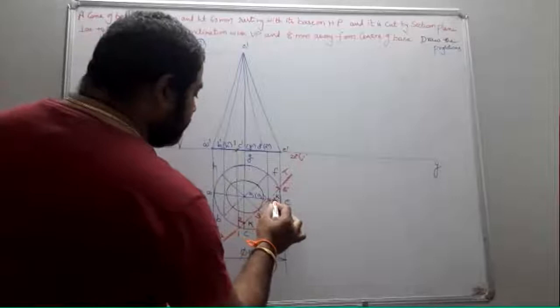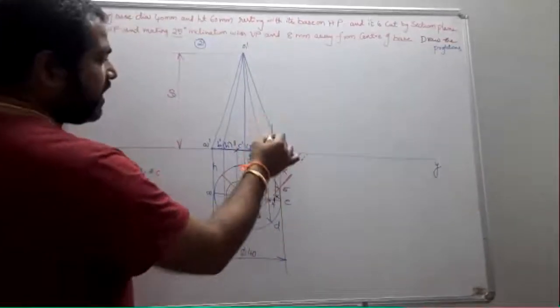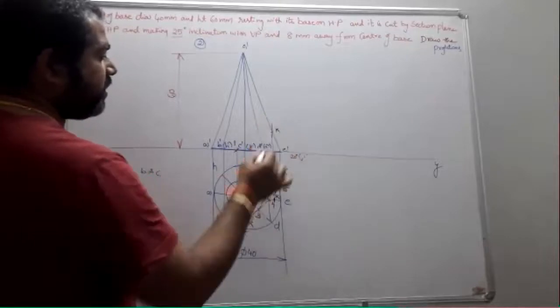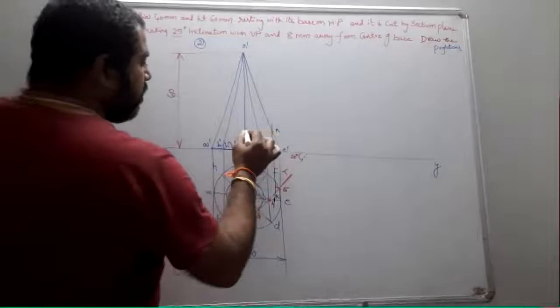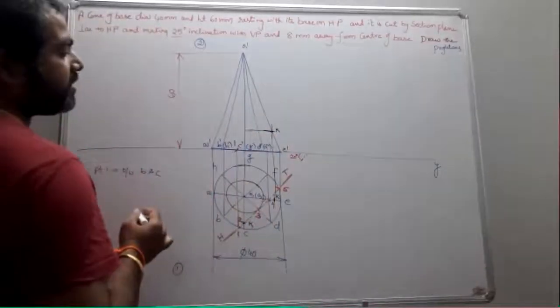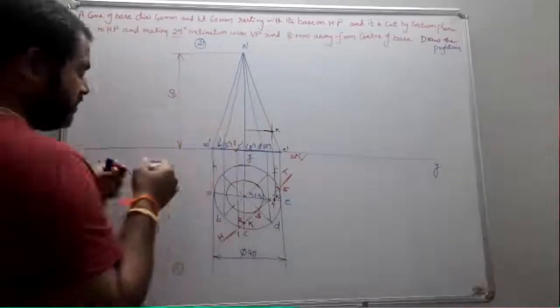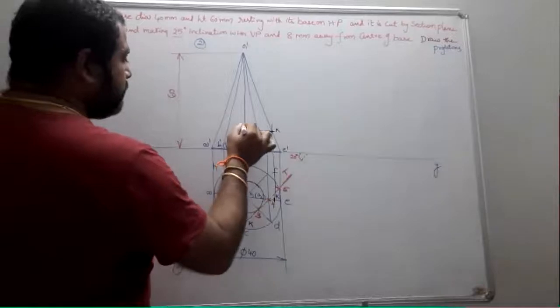Project this point to O dash E dash, so this becomes your K. Once you have your K, if you draw the horizontal to meet the extension of OC, that becomes your point 2.